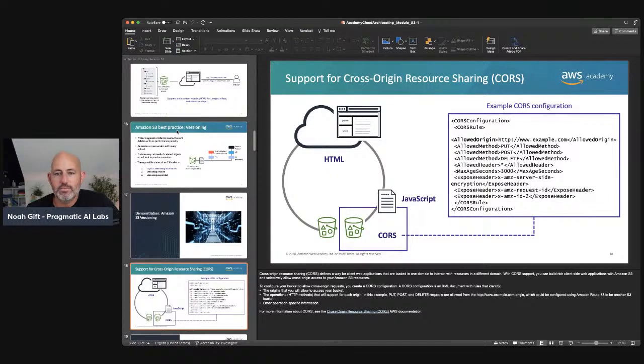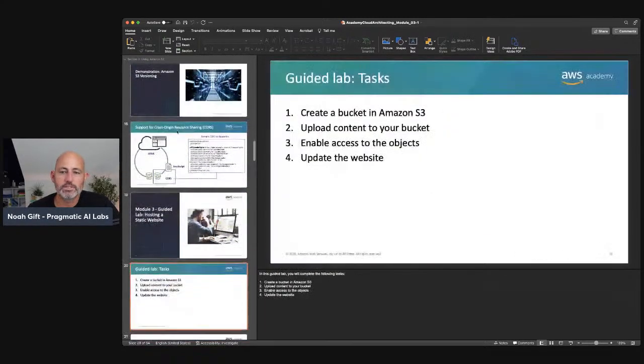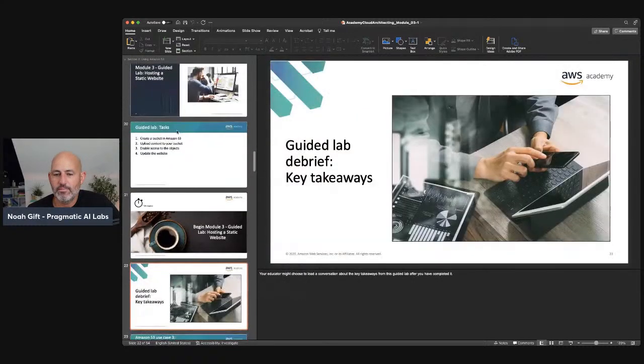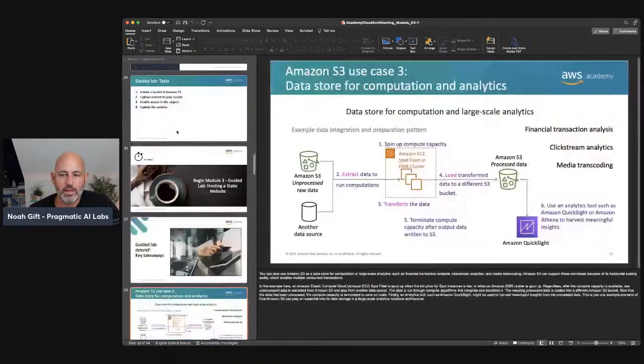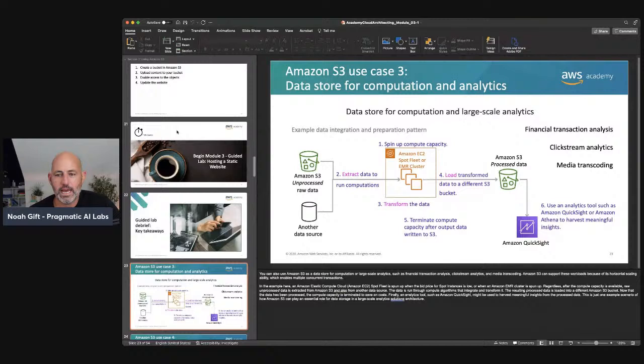S3 is it also has the ability to support CORS, or cross-origin resource sharing, so you can actually access it from a different domain with, let's say, JavaScript. S3, I have some videos on O'Reilly you can take a look at to look at static websites.